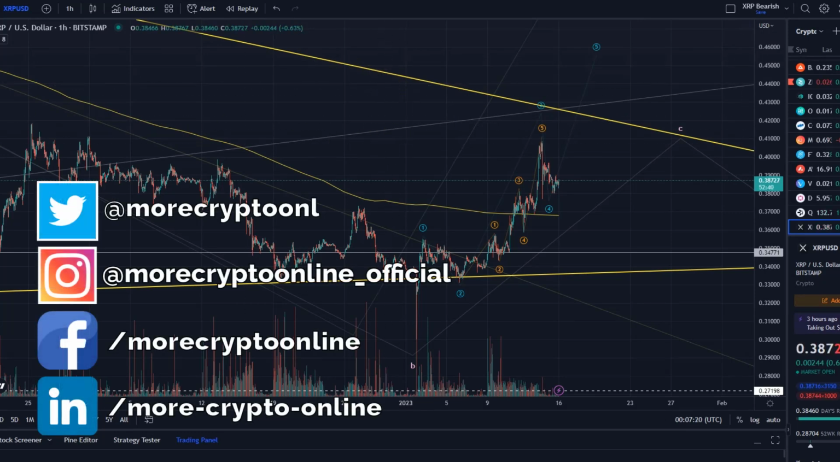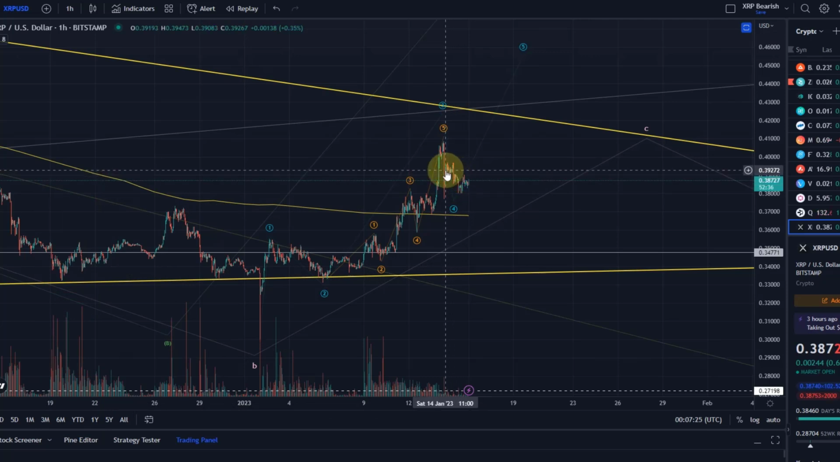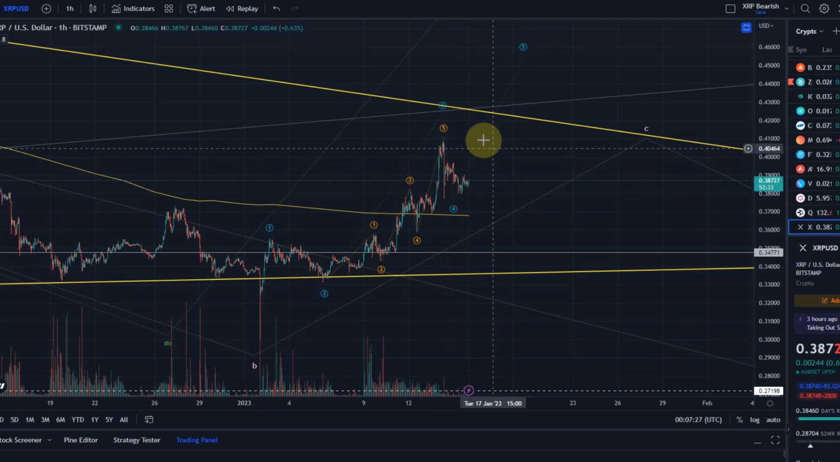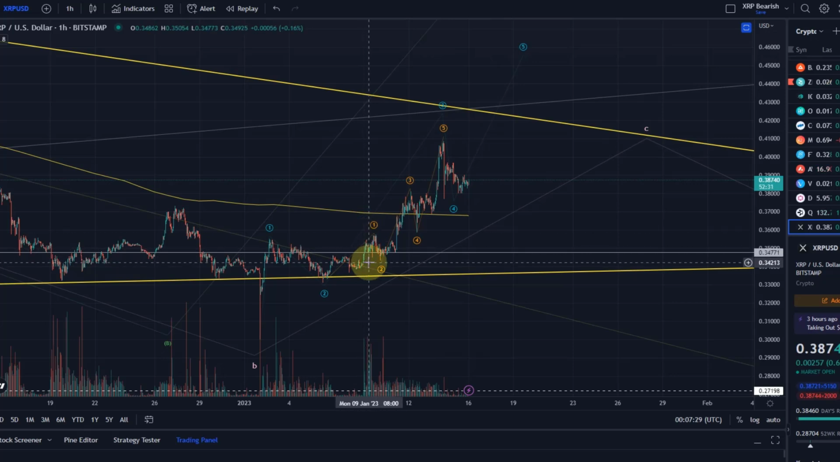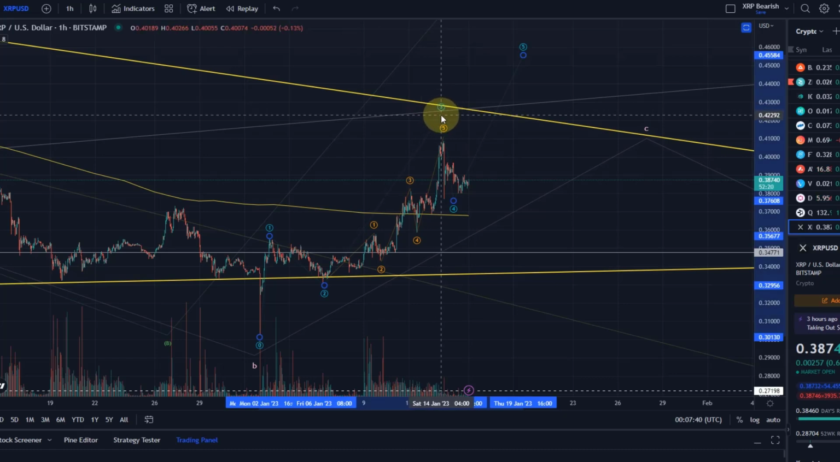Here for XRP, basically what I informed you about in the last video is still valid. I mentioned in the last video that I see 5 waves as being complete, so that we had here a 1, 2 setup, here a 1, 2, 3, 4, 5. This could have been the completion of the third wave.